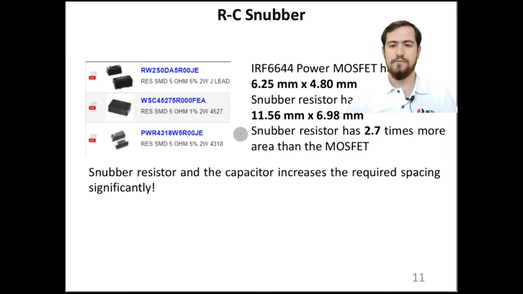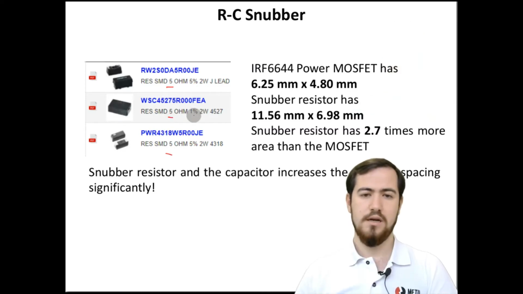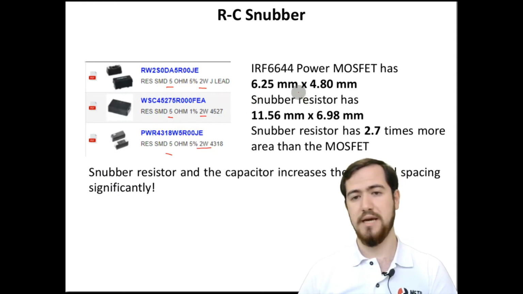Okay, for this purpose I searched for some resistor options to be used in the circuit. As you can see, all of them have the 5 ohm rating. Okay, let me put it here. And these resistors are capable of operating at 2 watt continuous loss. So I analyzed the space now.